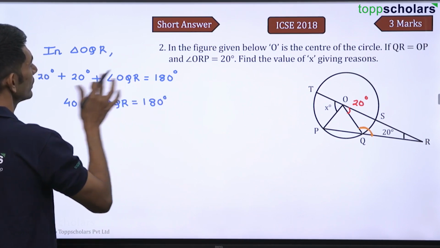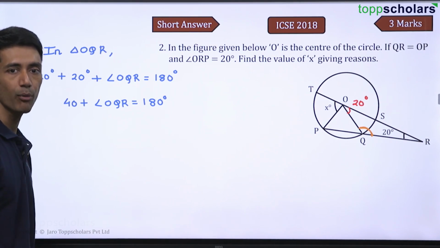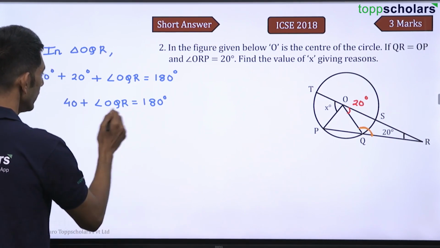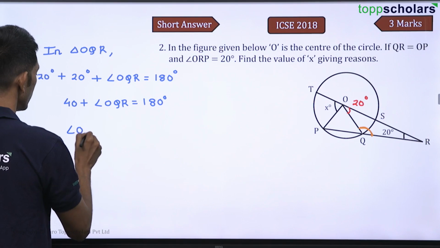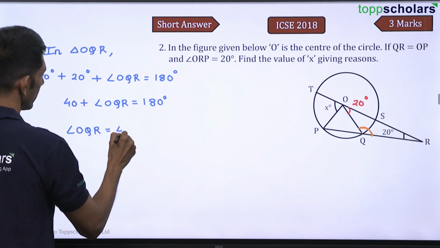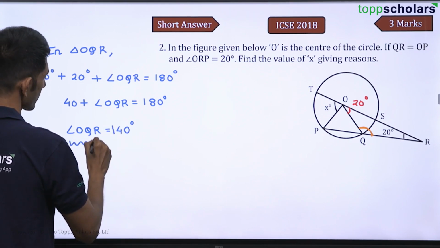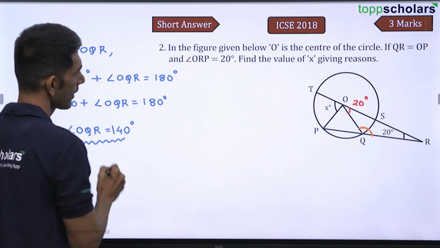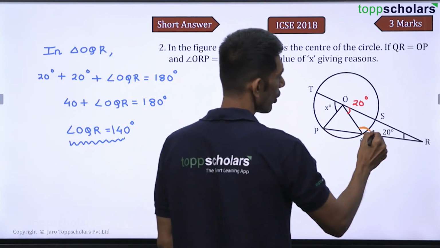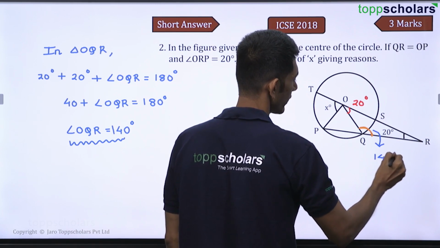So you always write down the reason. What is the reason for this? Sum of all angles of the triangle is 180 degrees, or angle sum property of triangles, right? Okay. So can I say angle OQR will be equal to 180 minus 40, that is 140 degrees. So this angle over here, the orange part, is 140 degrees.